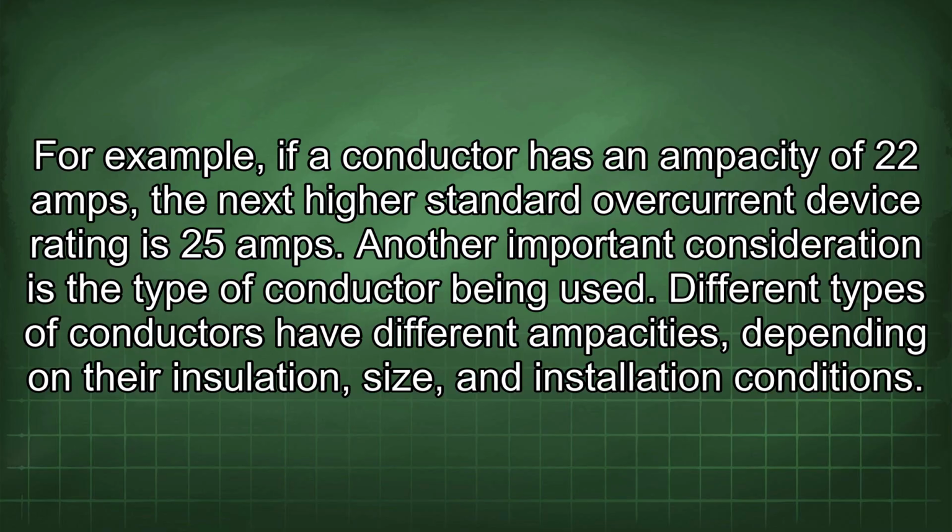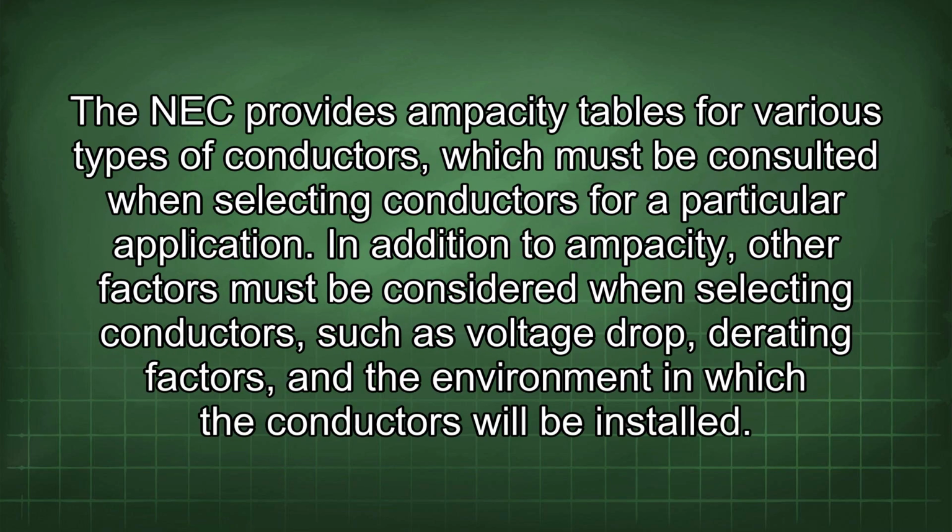Another important consideration is the type of conductor being used. Different types of conductors have different ampacities depending on their insulation, size, and installation conditions. The NEC provides ampacity tables for various types of conductors, which must be consulted when selecting conductors for a particular application. In addition to ampacity, other factors must be considered when selecting conductors, such as voltage drop, derating factors, and the environment in which the conductors will be installed.